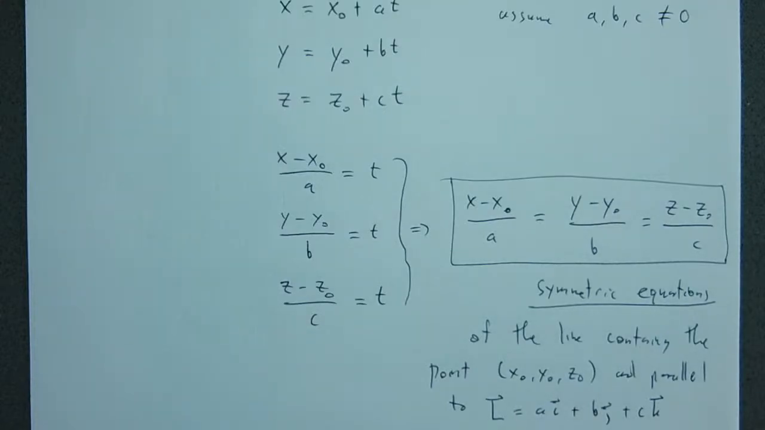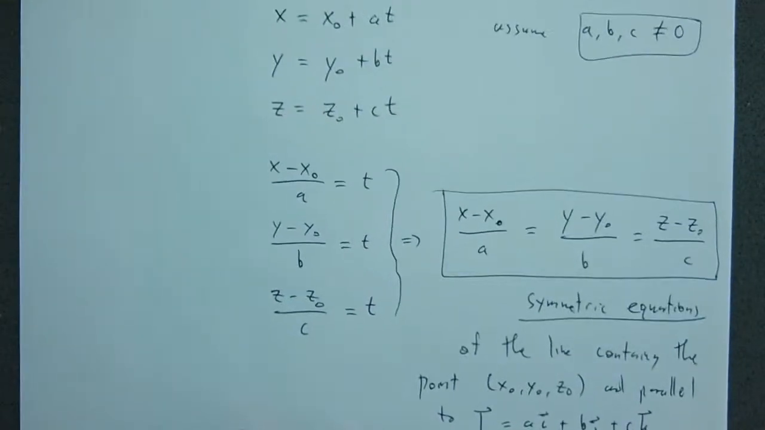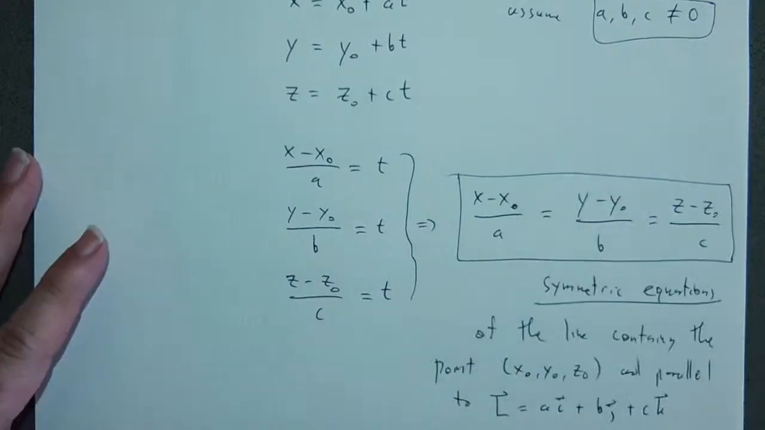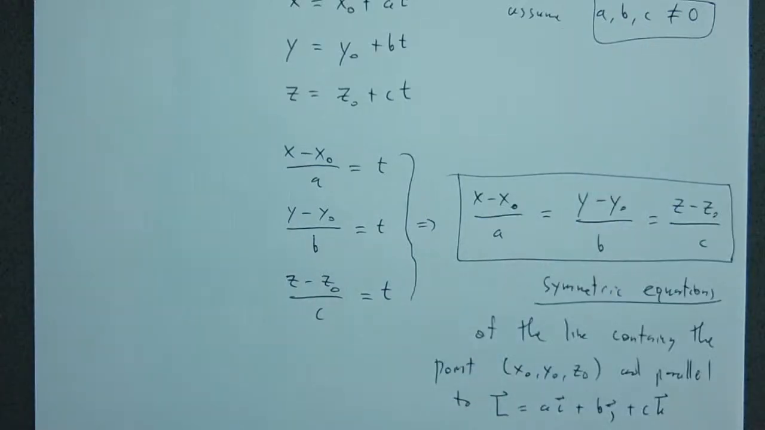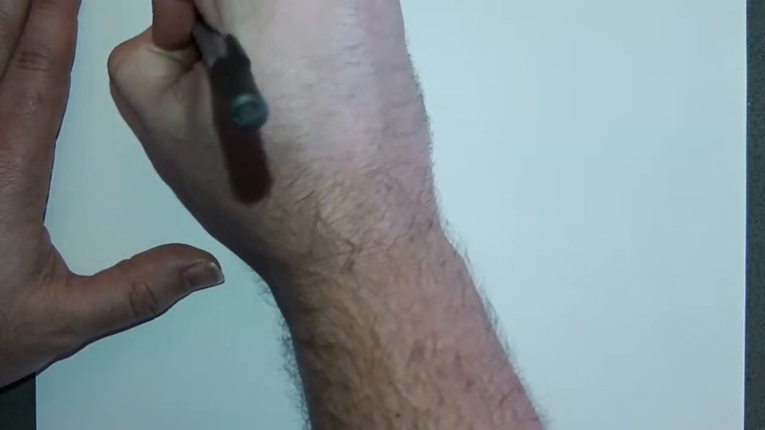Now, before I do more examples, because you're going to do examples of these tomorrow in discussion, I'll do a couple of examples on Friday before we move on to planes. But I wanted to mention, what happens when you're in one of these tricky cases where one of these is 0, or maybe even two of them are 0? Well, suppose that a is equal to 0.